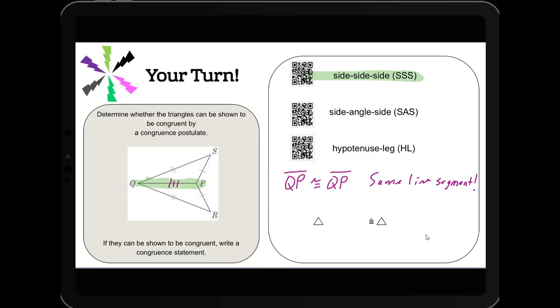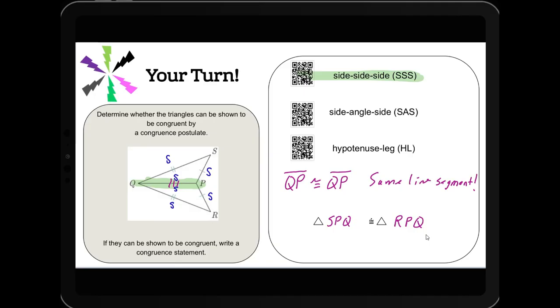And if you see here, I can even label that. I've got side, side, side. So that's why the triangles happen to be congruent. So for me, I'm going to go ahead and write the congruent statement. I'm going to start by saying triangle SPQ. That should have been congruent to triangle RPQ. Right? So that is an example of a congruence statement.